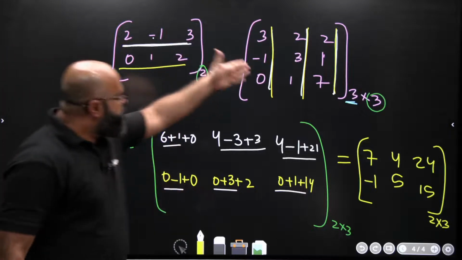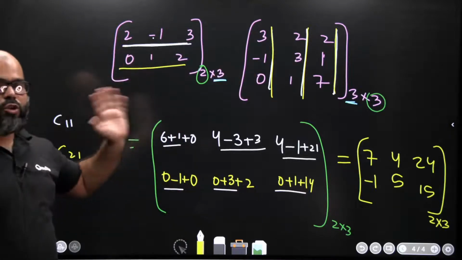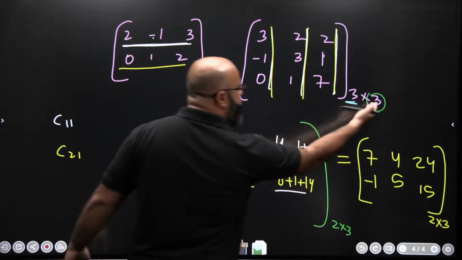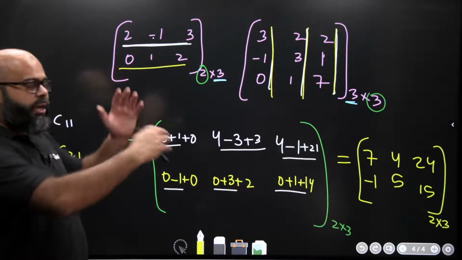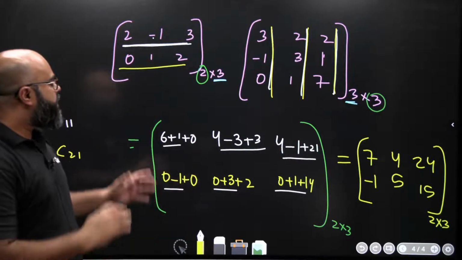Can we multiply this matrix pre-multiplied with this matrix? That is not possible, because here the number of columns is 3 and here the number of rows is 2, which are not equal. So we cannot multiply in the reverse order. So this is the matrix multiplication.